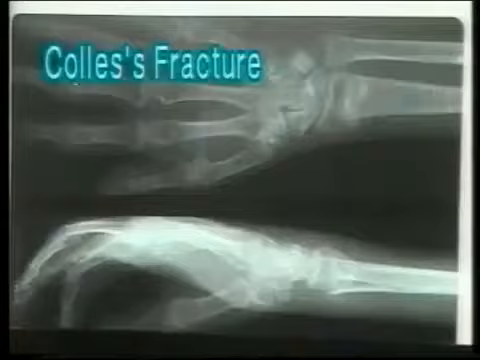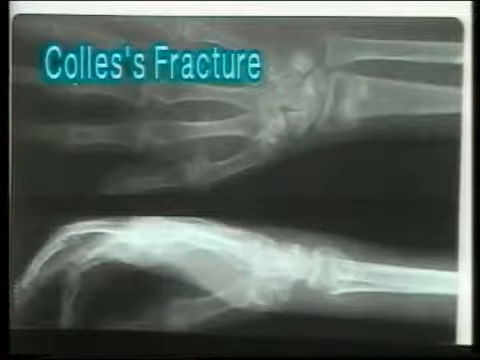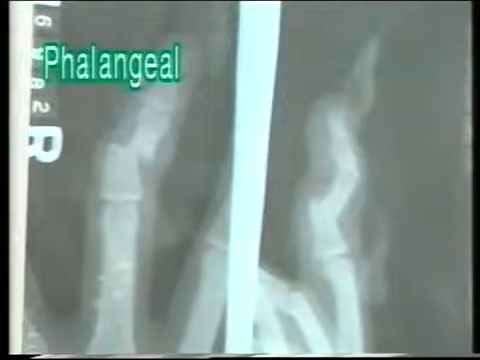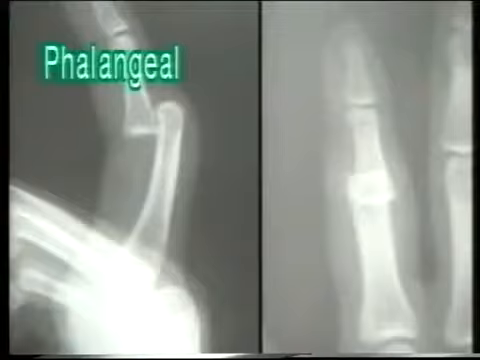This is a typical Colles' fracture of the lower end of radius with dorsal angulation. This is a transverse fracture of the middle phalanx of finger. This is a transverse undisplaced fracture of a middle phalanx of finger. This is a dislocation of proximal interphalangeal joint of a finger.